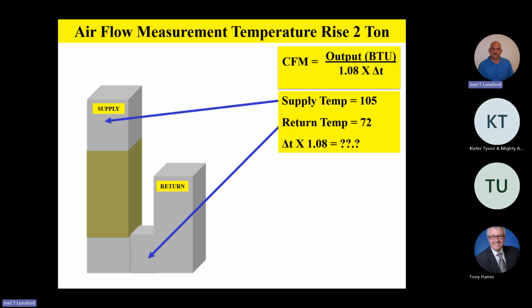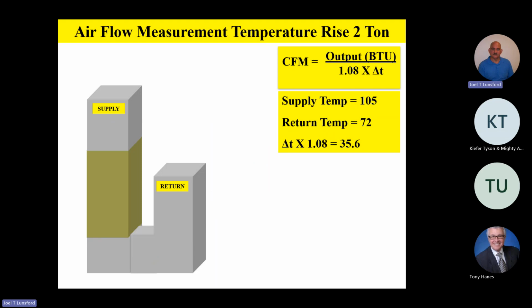The delta T is the difference between supply and return air temp. So if I take 105 minus 72, I've got 33 degrees. But hang on a second, we're not done yet. We've got to take that temperature difference and multiply it times 1.08. So take 105 minus 72, that's the temperature difference, times 1.08. And what's that number? So it'll be 33 times 1.08. 35.6. Sounds about right. So that's that portion of the formula.